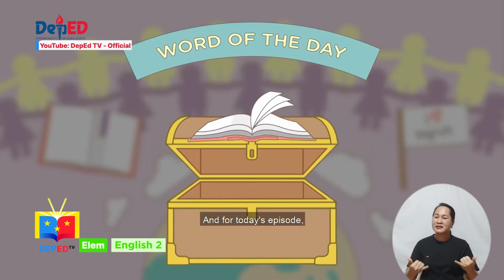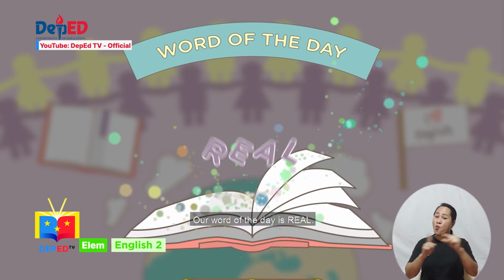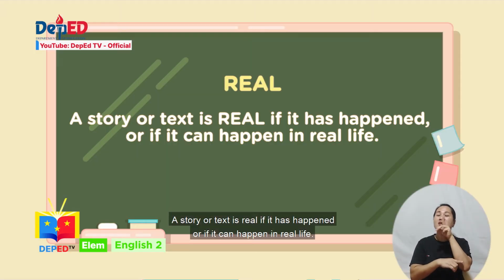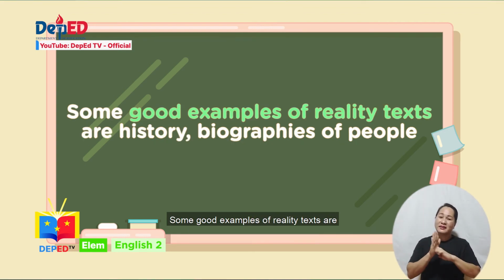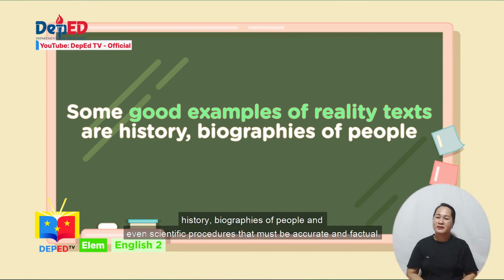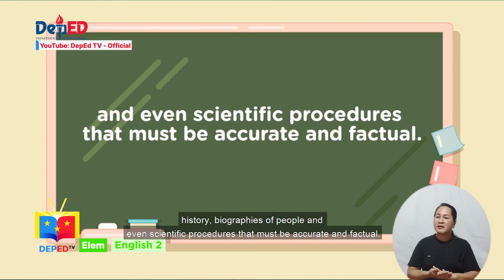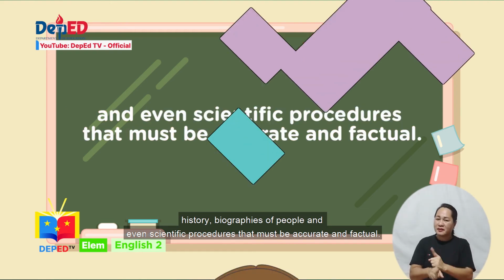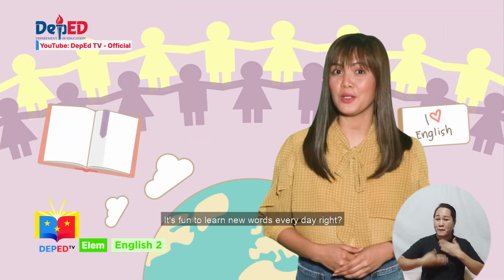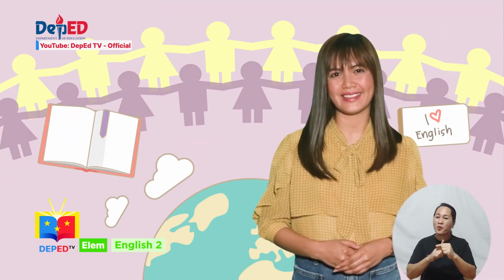And for today's episode, our word of the day is real. A story or text is real if it has happened or if it can happen in real life. Some good examples of reality texts are history, biographies of people, and even scientific procedures that must be accurate and factual. It's fun to learn new words every day, right?